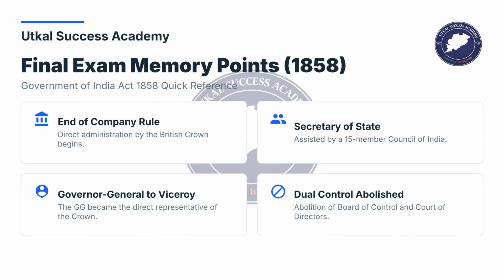Final memory points for the 1858 Act. It marked the end of company rule, established the Secretary of State, assisted by the Council of India, changed the GG to Viceroy, and abolished the dual control system.